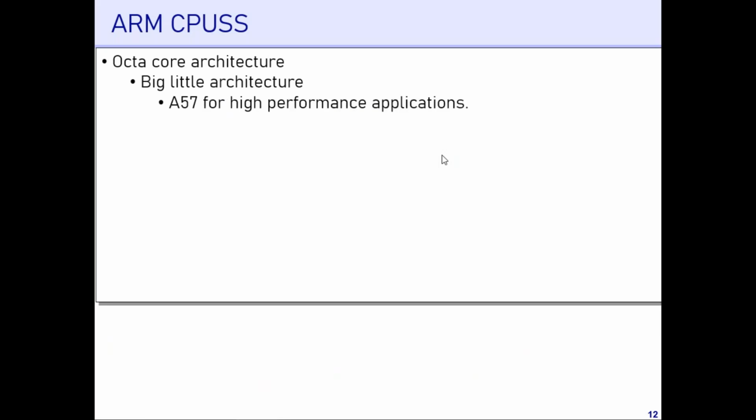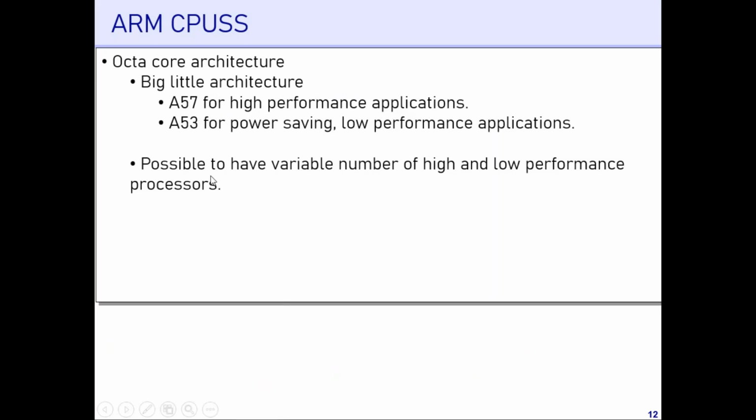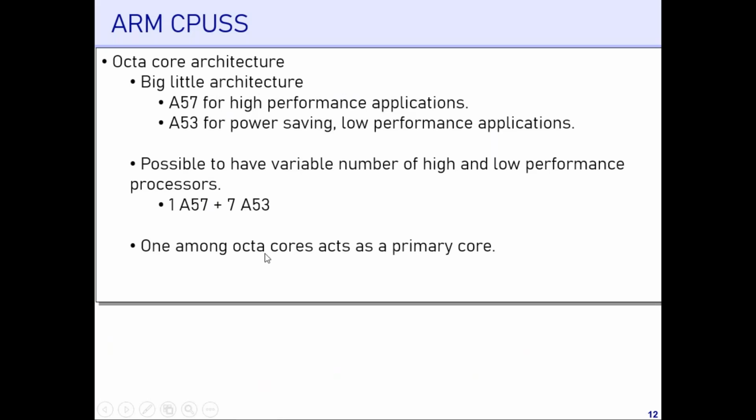Next, now let's talk briefly about the CPU subsystem. We have discussed what is big little architecture. In the big little architecture, A57 is for high performance applications, A53 is for power saving and low performance applications. It is possible to have a variable number of high and low performance processors. There is no rule that there should be 4 high performance and 4 low performance. Any combination is possible. Even you can have a combination where you have 1 high performance processor and 7 low performance, power saving targeted processors. One among the octa core acts as a primary core.